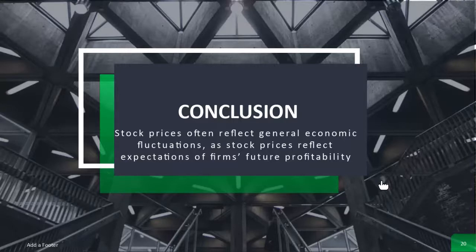But this brings us to the conclusion. This is a shorter chapter, but it highlights an important point: stock prices often reflect general economic fluctuations, as stock prices reflect expectations of firms' future profitability. If we combine informational efficiency and market irrationality, we find that stock prices are fluctuating reflections of both the information we have available to us and individuals' own assumptions and expectations of how the market should work. And so that fundamentally is why finance is such a key industry and why it plays such a crucial role in how the economy operates and functions.